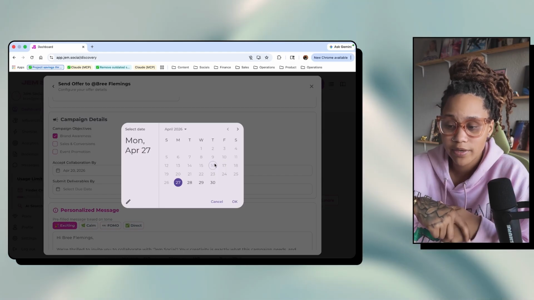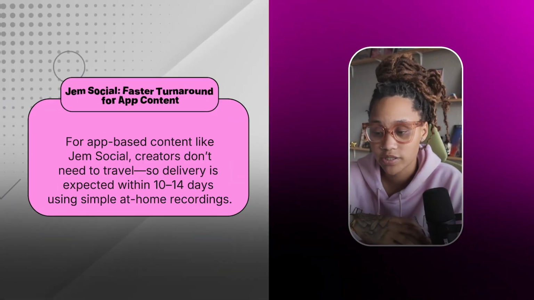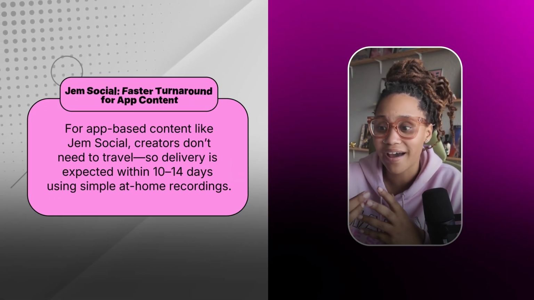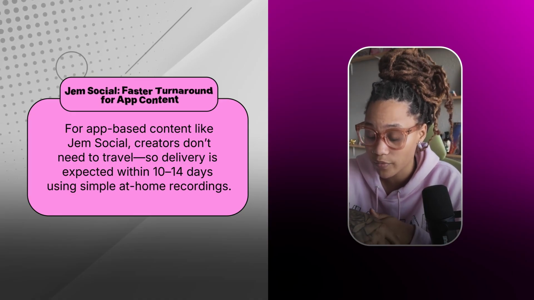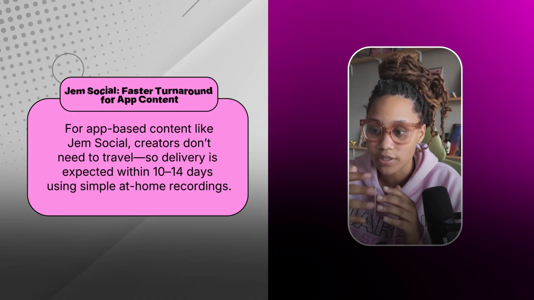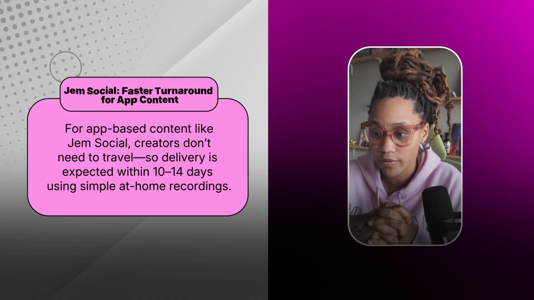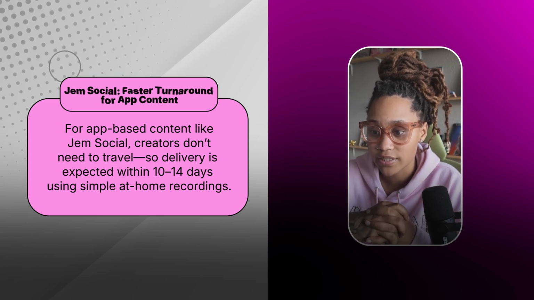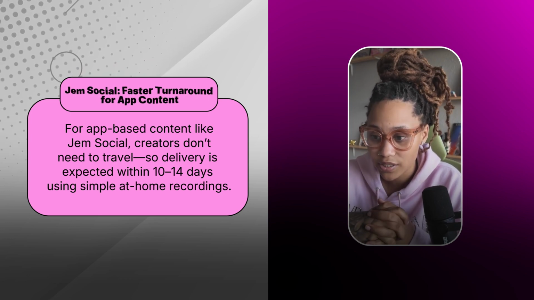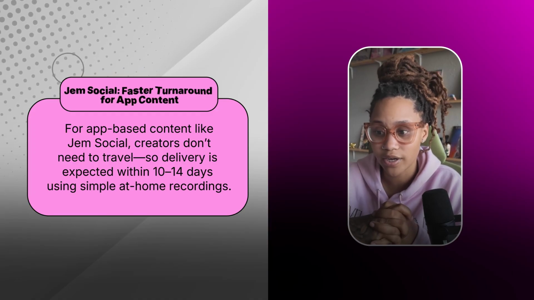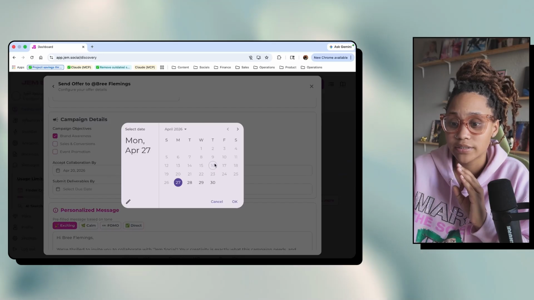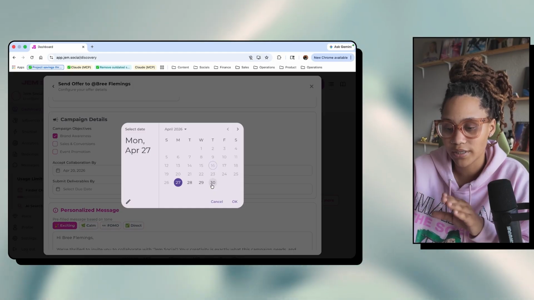But if it's something like a tool like Jem Social, where we just need people to create content about the app, that's different. We do expect within 10 to 14 days since the agreement went out, because you don't need to physically go anywhere. And we provide enough examples in our campaign brief to ensure that the creators know what to do and that they can shoot some talking head videos directly in their room, living room, etc. So make sure that it's clear when you want this to be delivered.